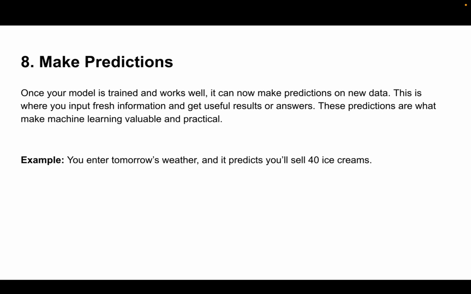Step 8, making predictions. Once your model is trained and works well, it can now make predictions on new data. This is where you input fresh information and get useful results or answers. These predictions are what make machine learning valuable and practical. Example: you enter tomorrow's weather and it predicts that you'll sell 40 ice creams.